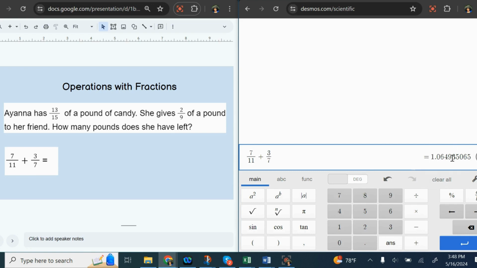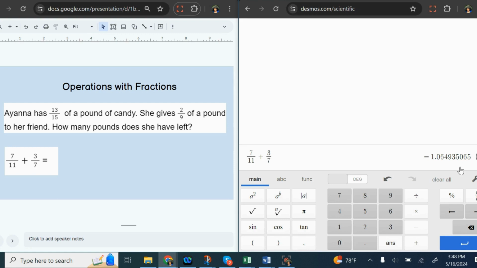Again, this is a decimal that is not a fun looking decimal. So I want this to be expressed as a fraction. So I hit this button. And that is my answer as a fraction, 82 over 77. Again, click this button again, and now you have your answer as a decimal.